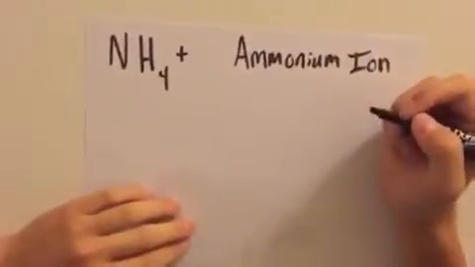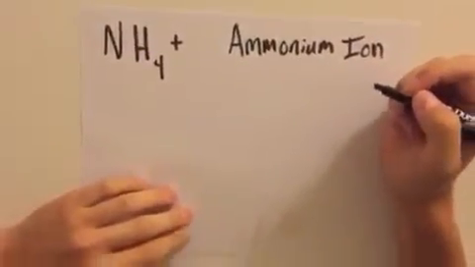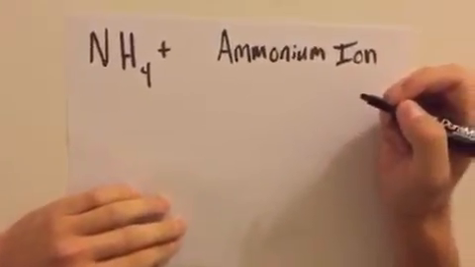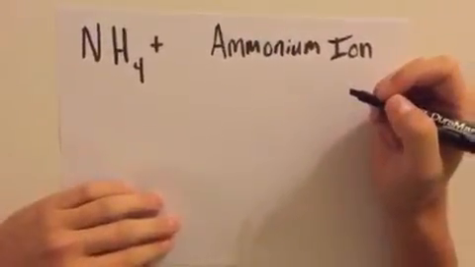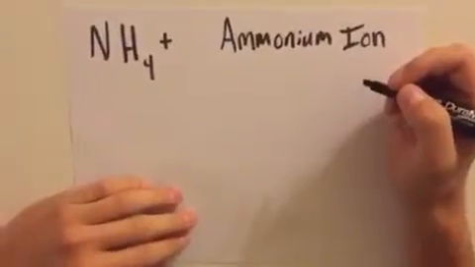Today we're going to be drawing the Lewis dot structures for a few ions. The first one is NH4 plus, the ammonium ion. The first step is to count all the valence electrons.